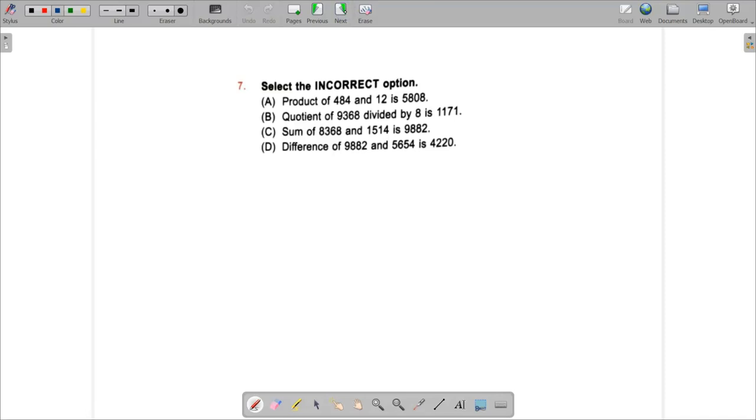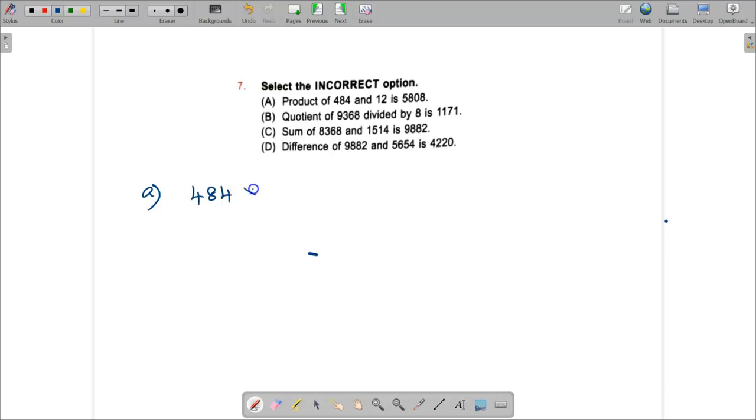Next question: select the incorrect option. So they are asking which one is incorrect. They are asking us to find the product, and product means we have to do multiplication. So we need to multiply these two numbers and check whether we are getting the given number. But here they are asking for the incorrect option, whichever it is. So let me do it option by option. First let me do option A.